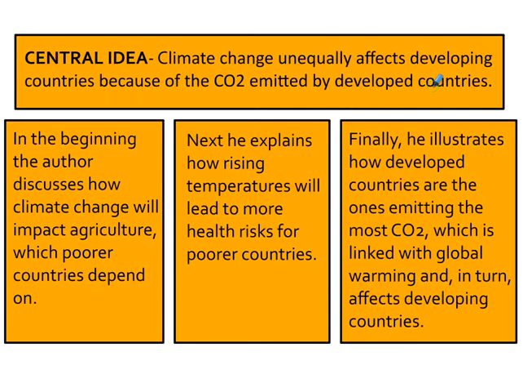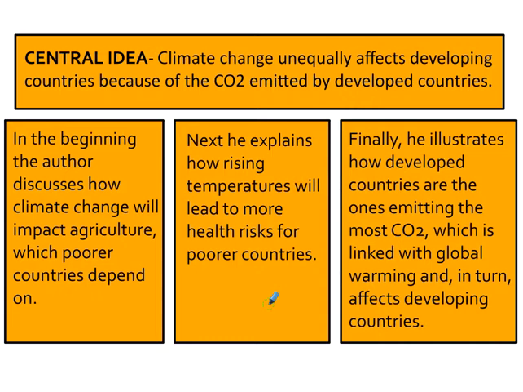So if we looked at each section or chunk, if we broke the text into 3 sections, here are the big supporting details that we see in the text. So in the beginning, the author discusses how climate change will impact agriculture, right, farming, which poor countries depend on. Okay, so that's the first detail that we see. There are a lot of other smaller details, but when we think about the development of the central idea, this is how we're going to think about it, these larger summaries of what's happening in the text or what the author is teaching us throughout the text. Okay, so the next supporting detail is that he explains how rising temperatures will lead to more health risks for poorer countries, right?